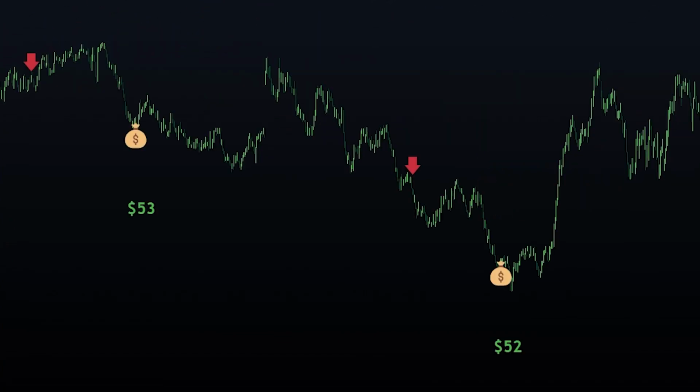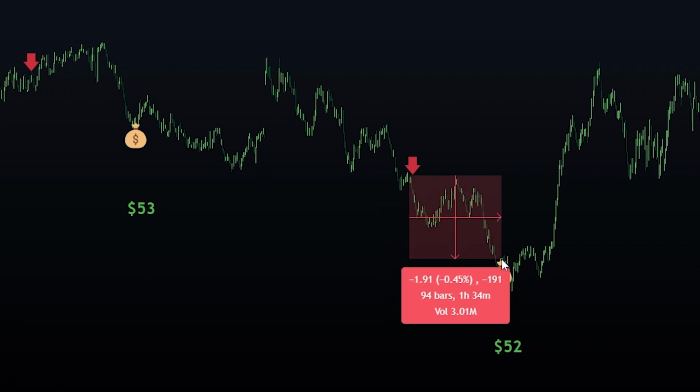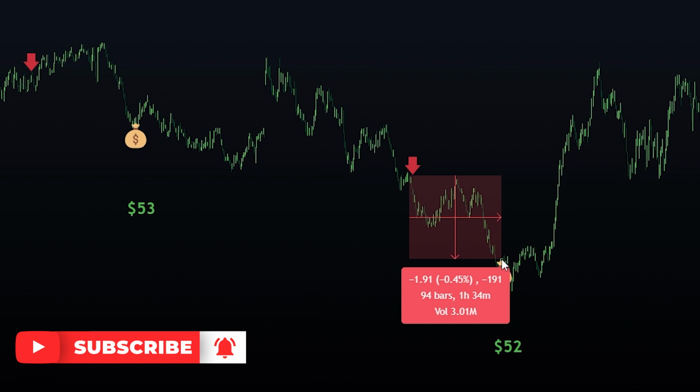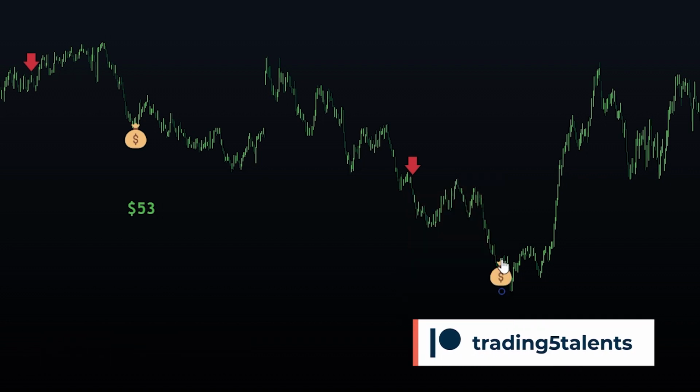So if we were to measure this move from where it enters until approximately where it exits, you can see the price movement in SPY is 1.91. So it's a 0.45% decrease, and that's not much, and it only took about an hour and 34 minutes for this particular trade to close.